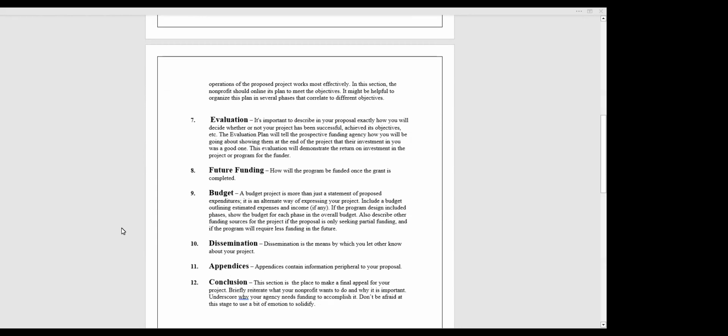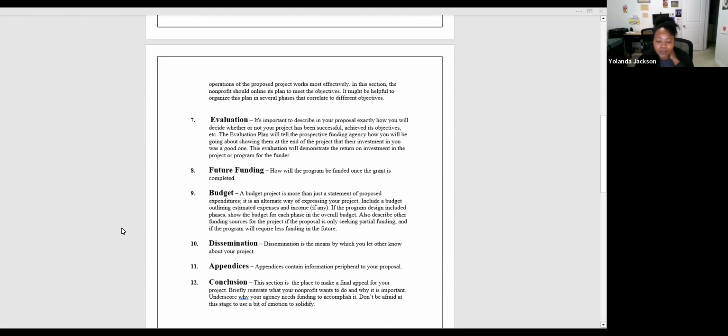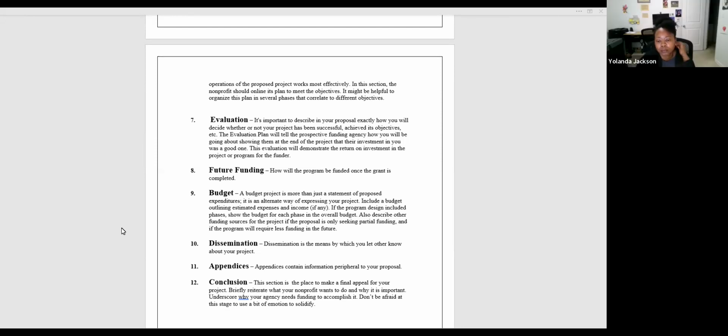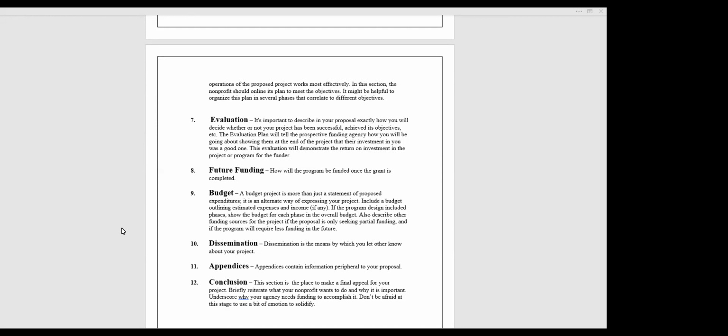Next. Appendices. Appendices contain information peripheral to your proposal. This is where you put your board of directors, list of board of directors, your press release, any media that you do. This is where you put your annual report. This is also where you put in your determination letter, because every time you write a grant, you have to submit your determination letter. So that's some of the things that you list in your appendix, but we'll go deeper into that when we get to this section.